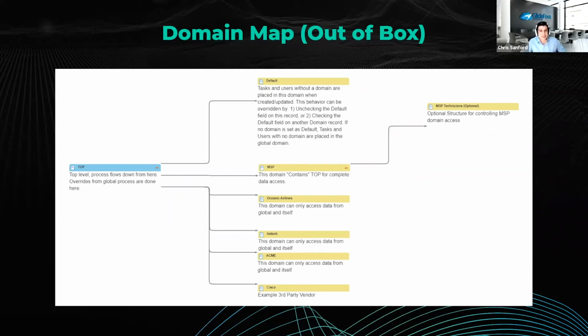You'll also notice in the baseline domain map that the MSP domain contains top for complete data access, which is what is called a contains domain. And it's going to be important to understand the concept of contains domains and visibility domains and the differences between them when you're implementing domain separation. So to cover the basics, a contains domain gives users in the containing domain access to the data in the domain contained through the use of what's called the domain picker.